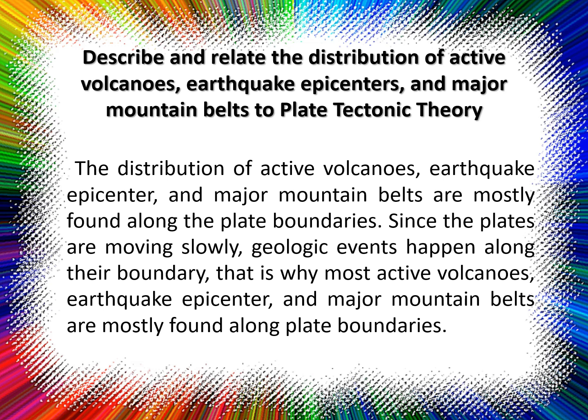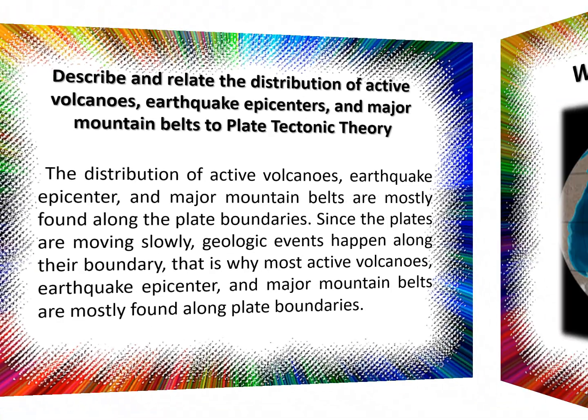Now, how are we going to describe and relate the distribution of active volcanoes, earthquake epicenters, and major mountain belts to plate tectonic theory? The distribution of active volcanoes, earthquake epicenters, and major mountain belts are mostly found along the plate boundaries. Since the plates are moving slowly, geologic events happen along their boundary. That is why most active volcanoes, earthquake epicenters, and major mountain belts are mostly found along plate boundaries.